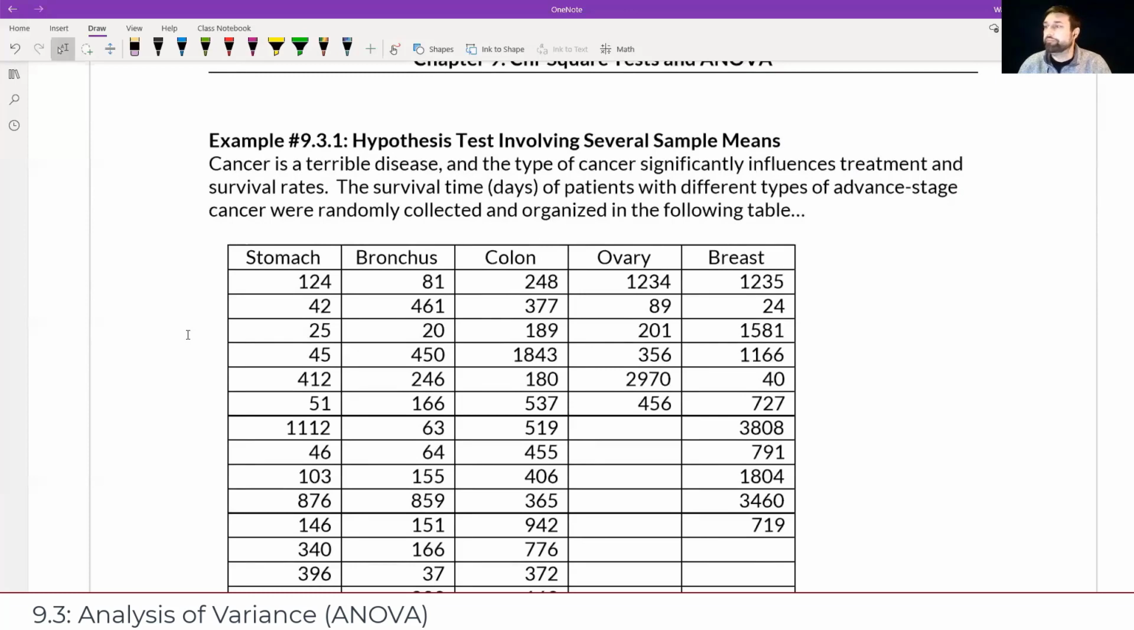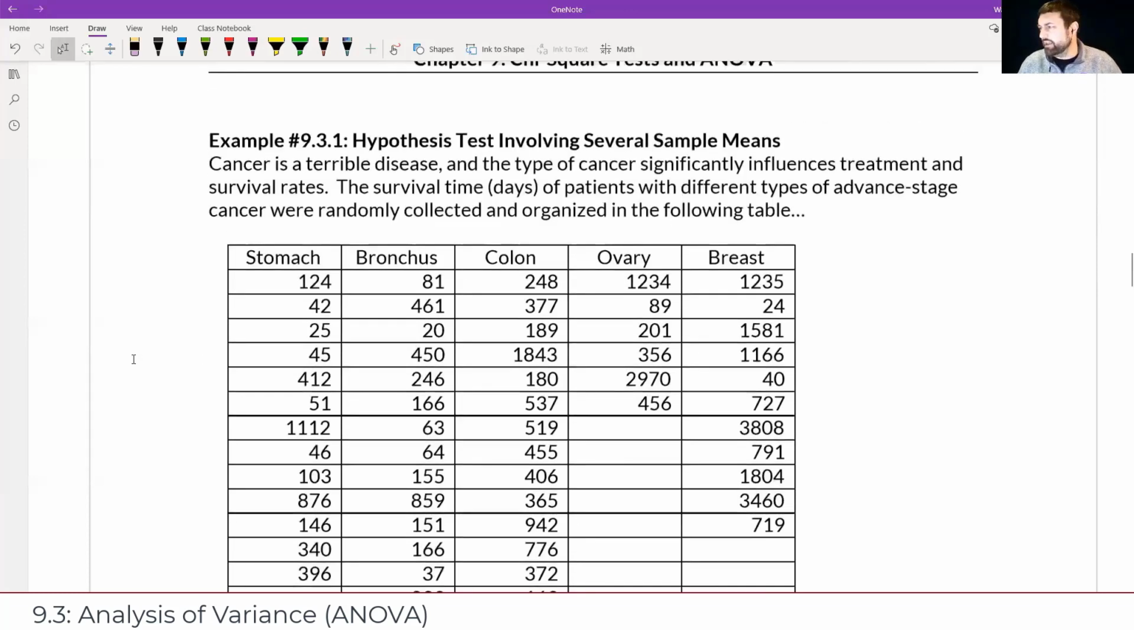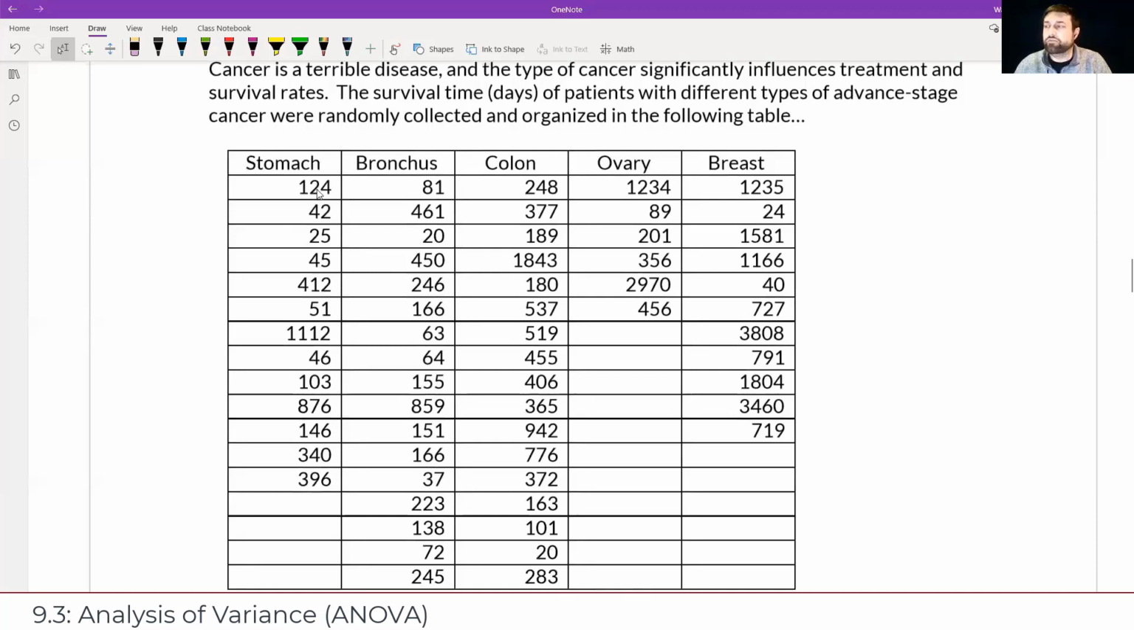So let's look at an example. This is actually old data, from, I want to say, late 70s or maybe early 80s. By the way, this data is organized by cancer type and the number of days of survival after being diagnosed with cancer, okay? So you have stomach cancer. This individual was 124 days after diagnosis. That was the survival rate, okay? Bronchial cancer, colon cancer, ovary cancer, and breast cancer.